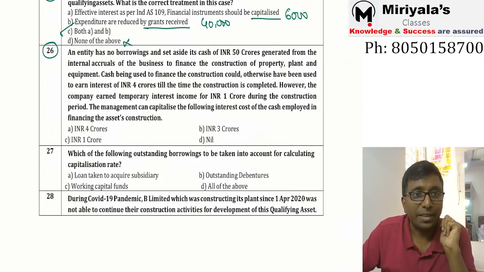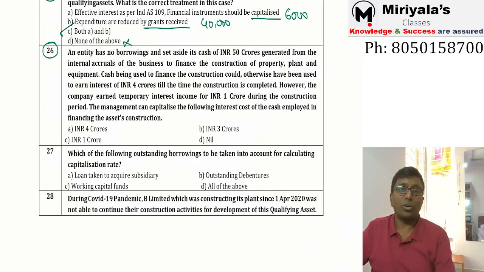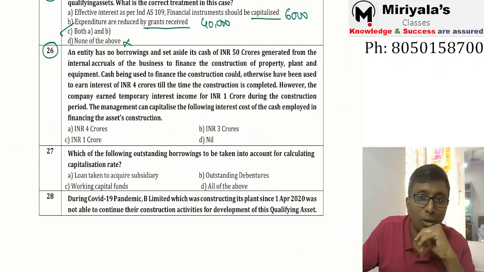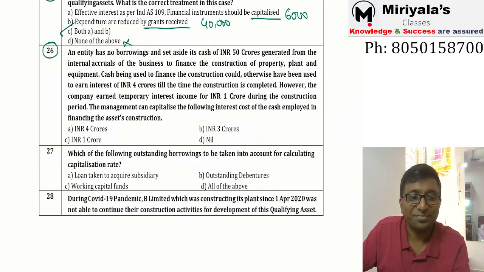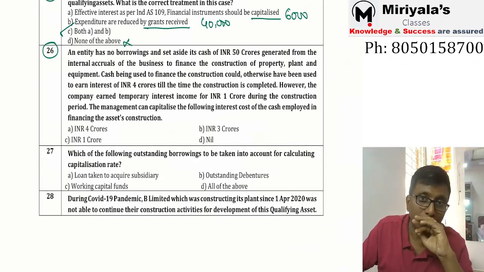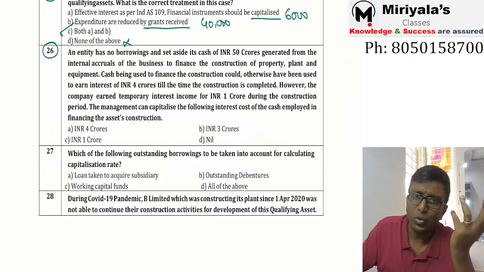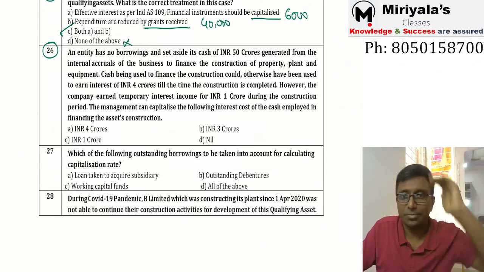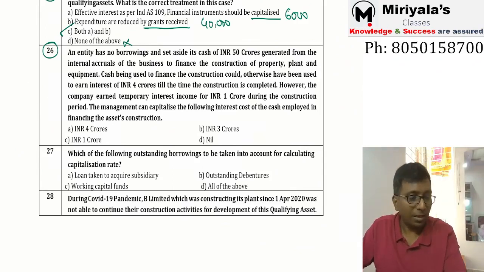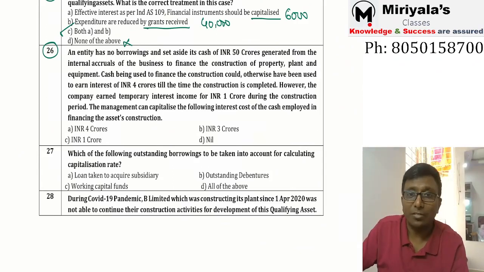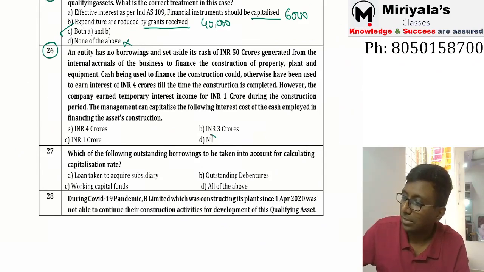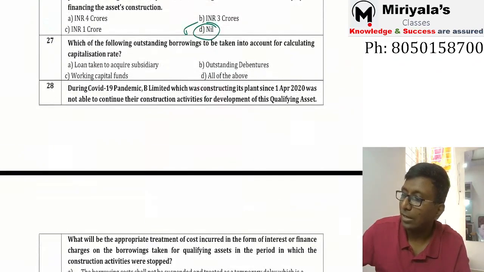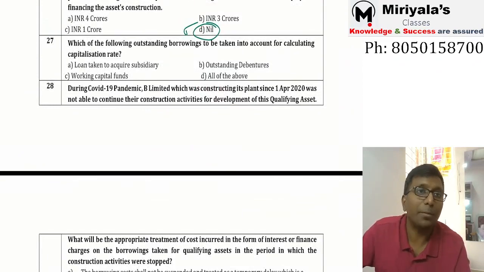The management can capitalize the following interest cost. Tell me, how much can I capitalize? Is it a borrowing cost actually incurred? No, not incurred. Isn't it an opportunity cost, an imputed cost? Imaginary cost basically. Agree? Right. So when you have never incurred this, how can you capitalize it? So obviously you can capitalize only zero. Nothing else can be capitalized.